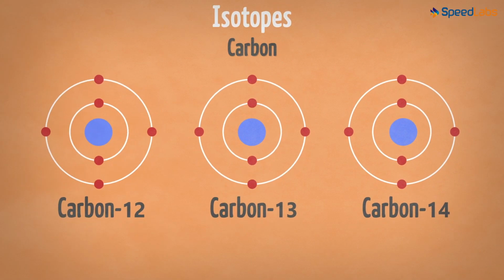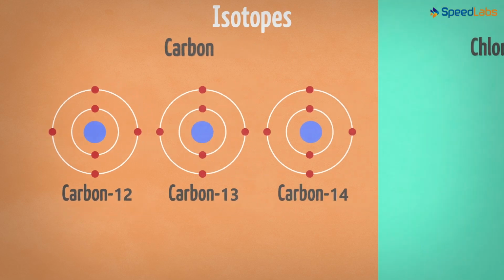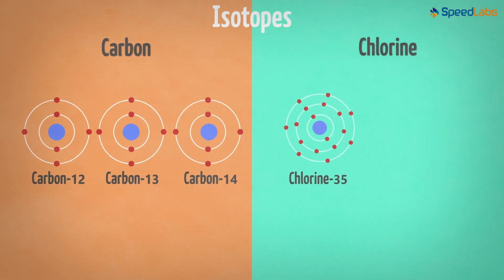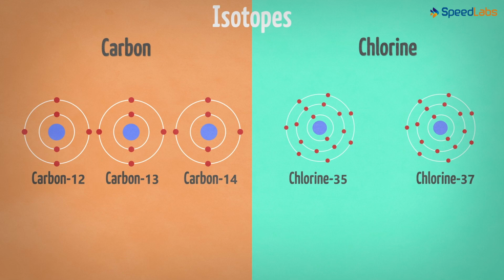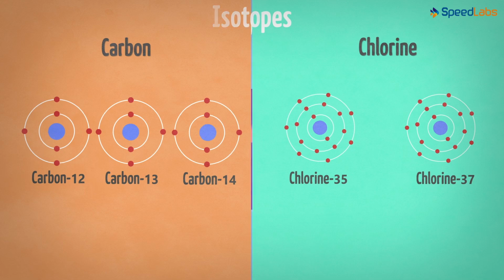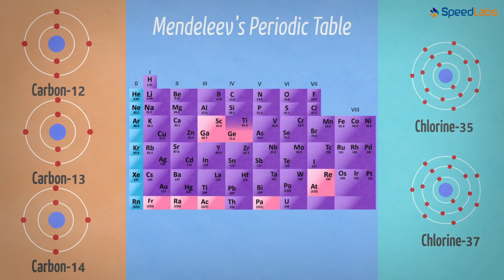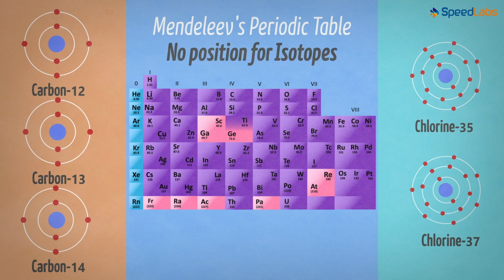For instance, just like the 3 isotopes of carbon, we also have 2 widely known isotopes of chlorine. These are Cl35 and Cl37. So where should we place all these isotopes? Should they be placed at the same position or one after the other? Since isotopes were discovered very late, Mendeleev could not predict them, and that is why he left no vacant position for them in the table. Thus, no place to fit the isotopes was another limitation of Mendeleev's periodic table.